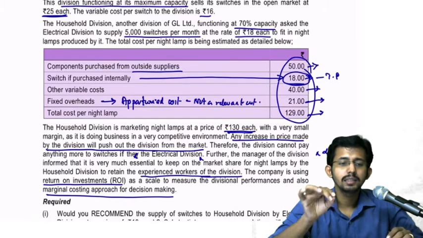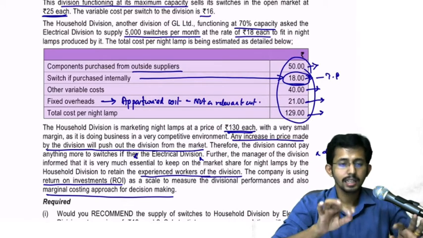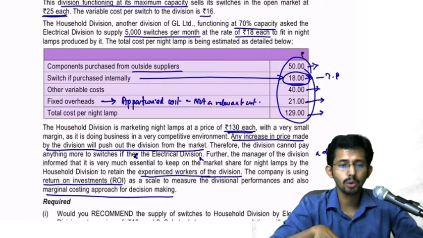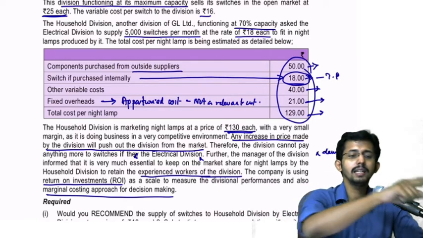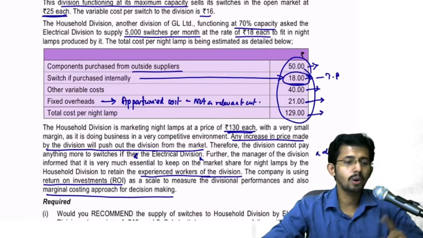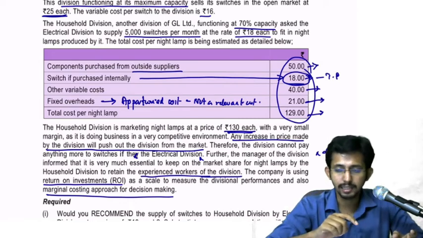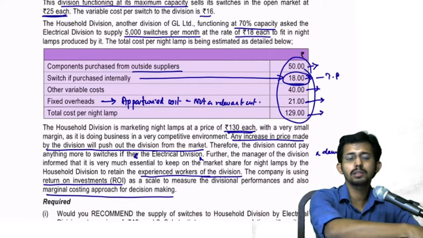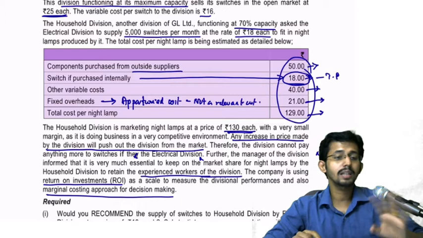And that 16 rupees is not a relevant cost. Why is it not a relevant cost? If this night lamp is not sold, then this switch will be sold into the external market. So as far as the external market is concerned, there also the 16 rupees cost will be incurred. Here also it will be incurred. So that is not a relevant cost.